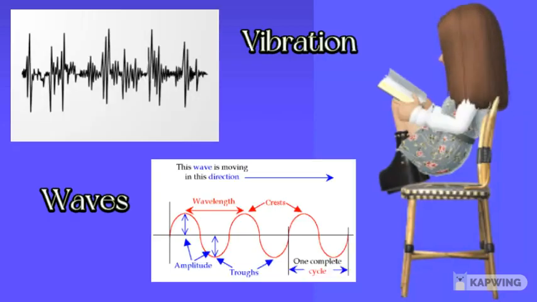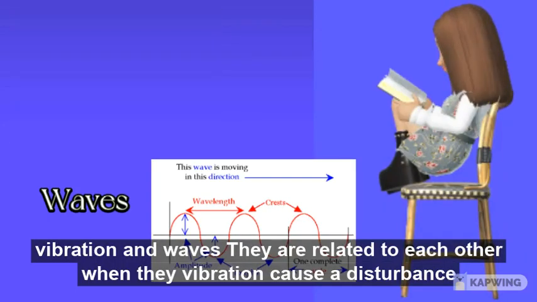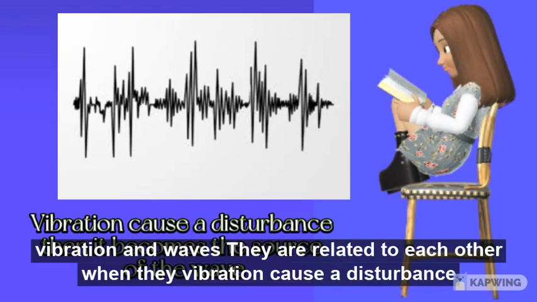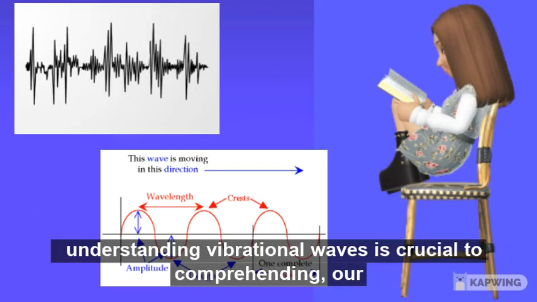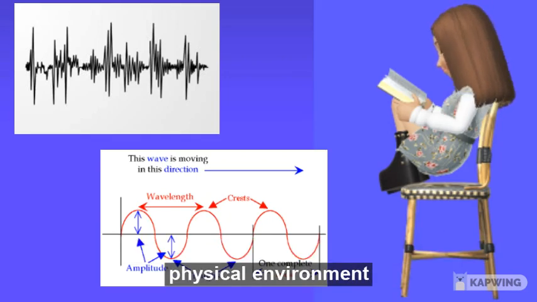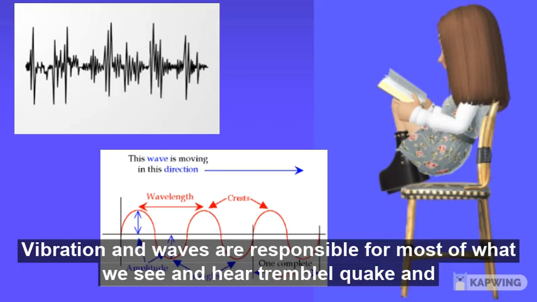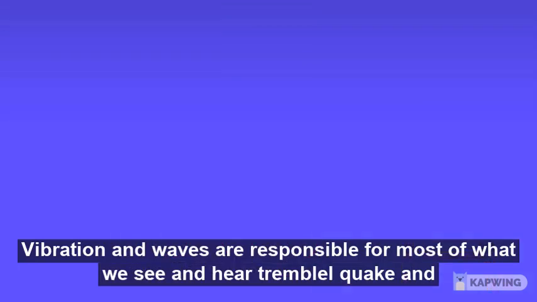Vibration and waves, they are related to each other. When vibration causes a disturbance in the medium, then it becomes the source of wave. Understanding vibration and waves is crucial to comprehending our physical environment. Vibrations and waves are responsible for most of what we see and hear.